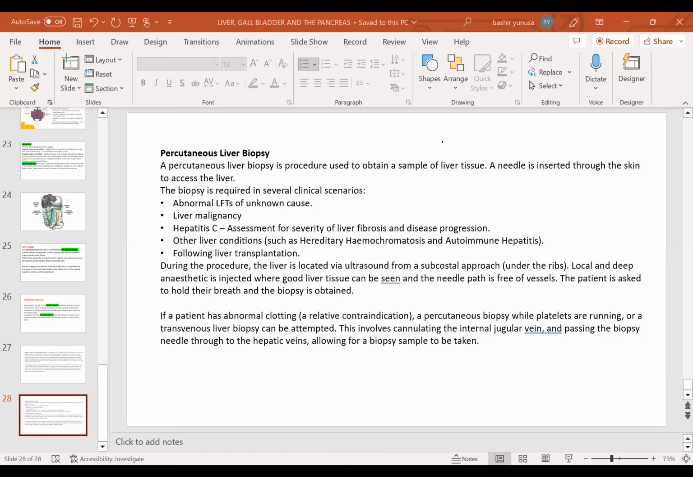Then we'll continue with the anatomy of the biliary tree and the pancreas. So thank you all.